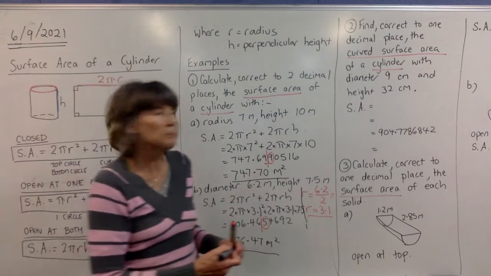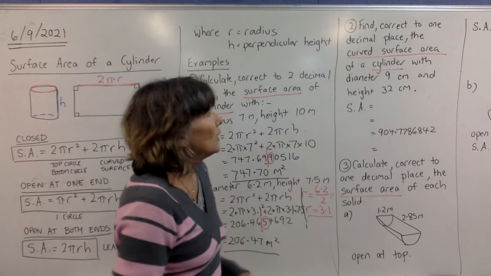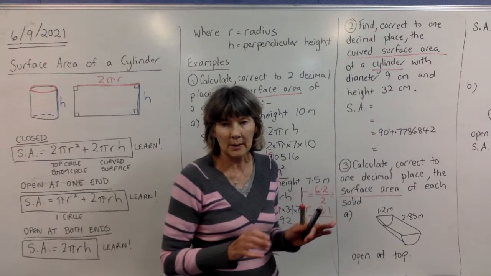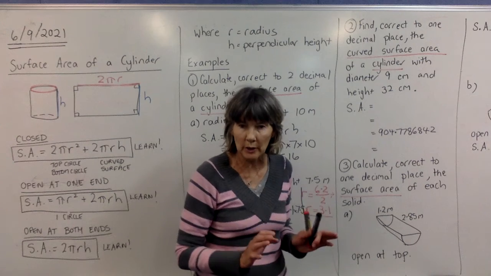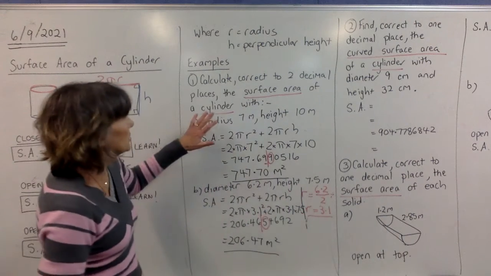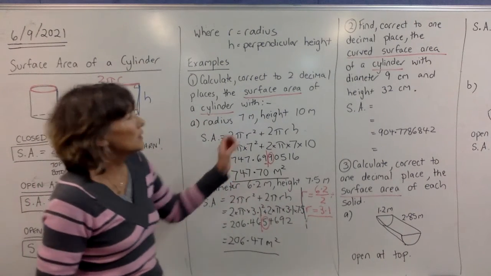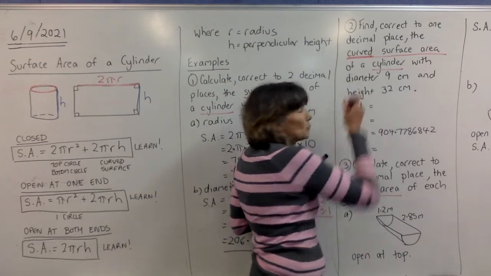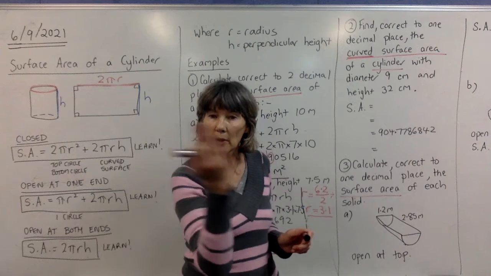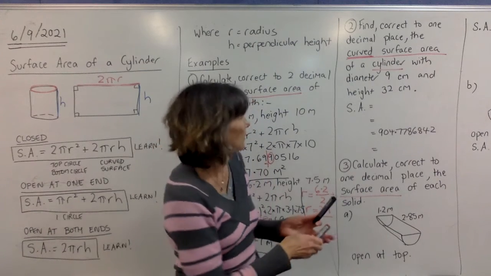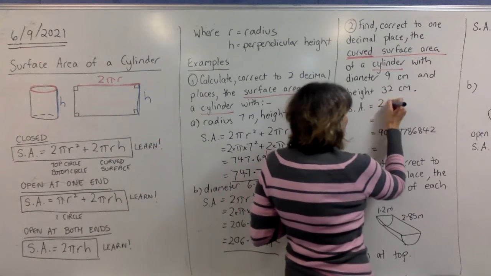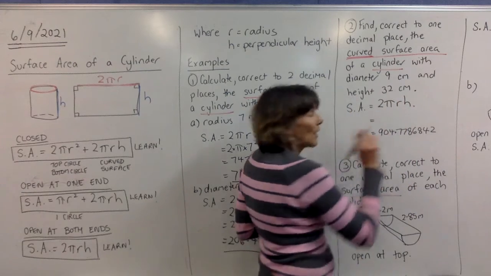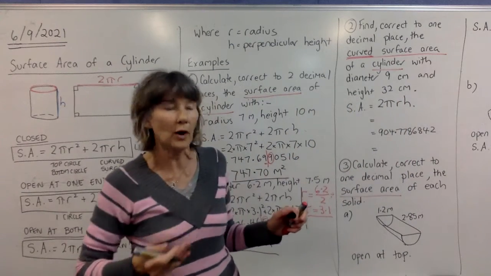Okay, the next question, number 2. We are finding, now be very careful with this, all right? In tests, you've got to read the question carefully. This one said find the surface area. This one says find the curved surface area. Now that's really important. The curved surface area is the label around the can. So we're only looking at 2 pi rh. That's the curved surface area that you're finding.